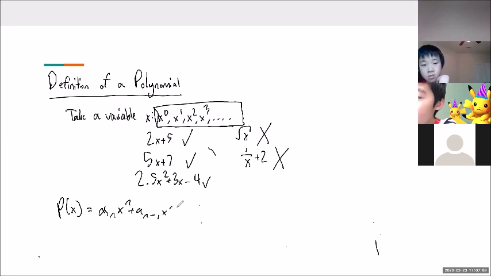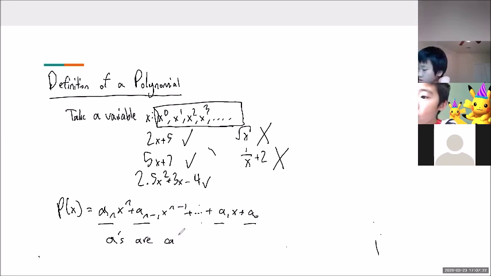Is equal to a of n x to the n plus a of n minus 1 x to the n minus 1 plus dot dot dot plus a1x plus a0. So you might be confused, like what are these a's over here? These a's are called coefficients, constant numbers that precede each term of x we have here.